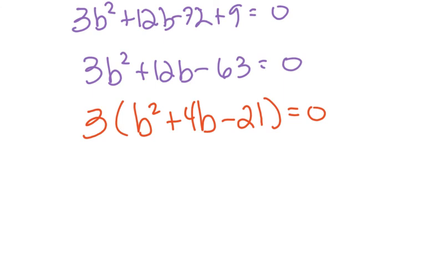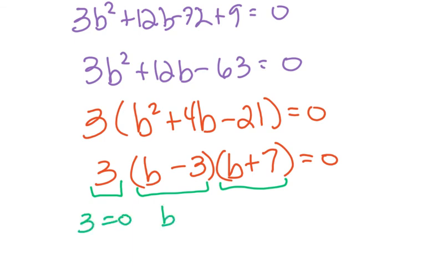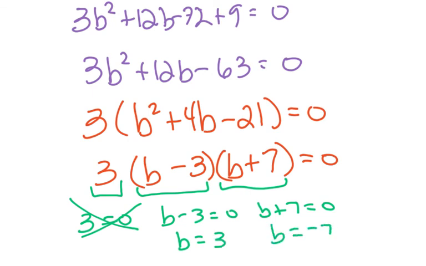And so to solve this by factoring, I'm going to factor what's inside those parentheses. And so it's going to be 7 times 3, and that's going to be a positive and a negative there. And then using my zero product property, if you remember what that means, it means that either this or this has to be 0. That's the only way I could get a product of 0. So either 3 has to equal 0, b minus 3 has to equal 0, or b plus 7 has to equal 0. That's never going to happen. So b would be 3, or b would be -7. And those were the two answers we got when we completed the square.